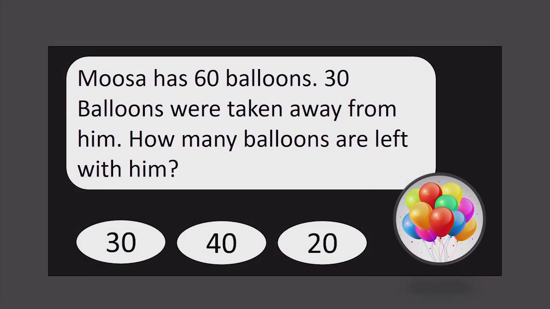So let's see the first question. Musa has 60 balloons. 30 balloons were taken away from him. How many balloons are left with him? Before you solve the answer, the first step is to find the vocabulary related to subtraction. So look at the word problem and tell me what vocabulary is related.